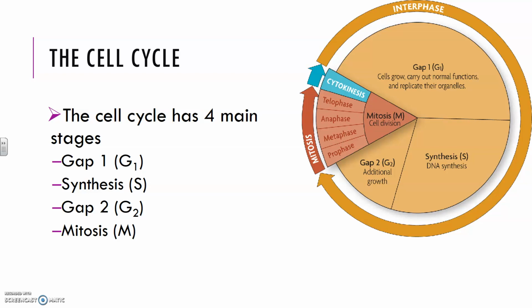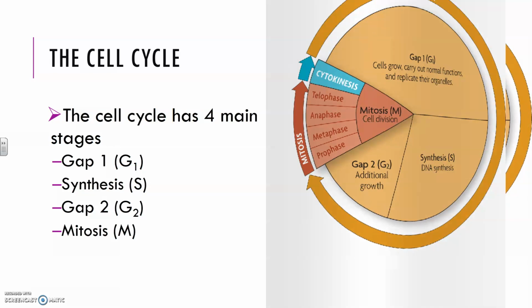Okay. So again, gap 1, you're going to have cells growing, carrying out their normal functions, replicating their organelles, just kind of existing and completing their purpose. Then you have your synthesis stage where you're going to copy the DNA, and then go straight into gap 2, which is your additional growth period. It starts right after DNA is finished being replicated, and then contains those final checks to make sure that the cell can properly divide and that it's ready to divide. And then later on, we're going to go into the different phases of actual mitosis, the cell division stage.